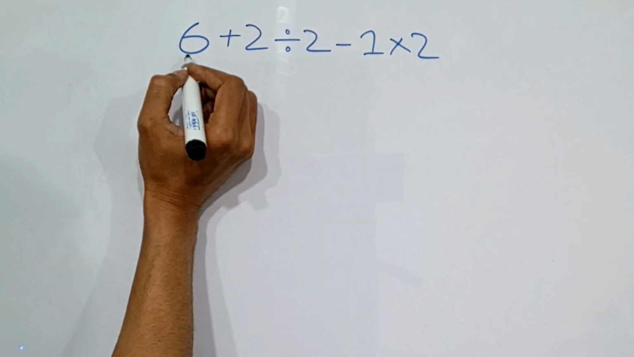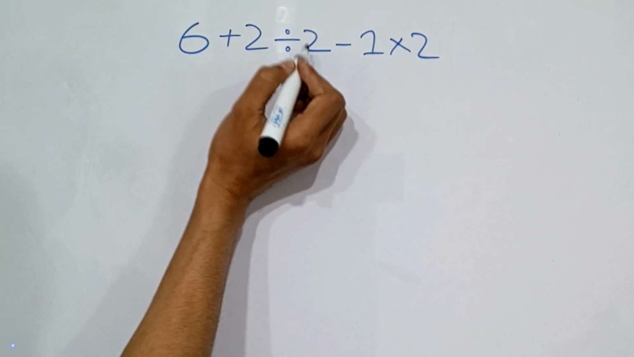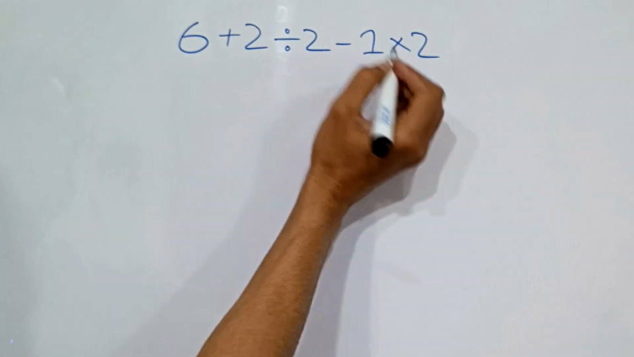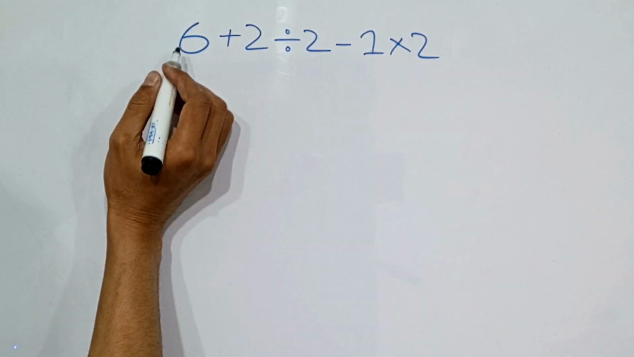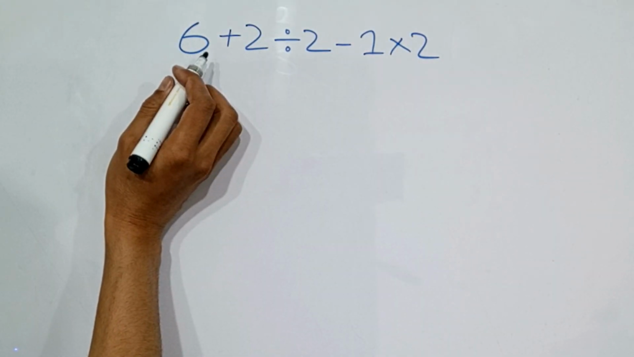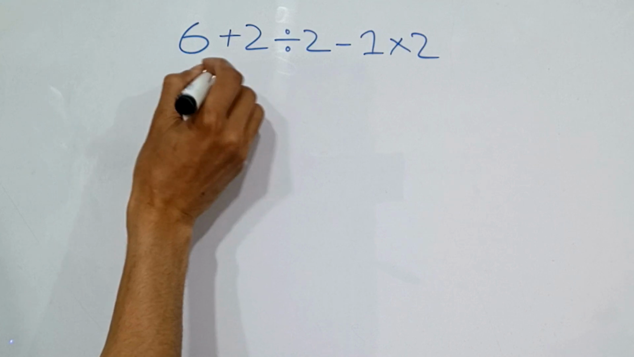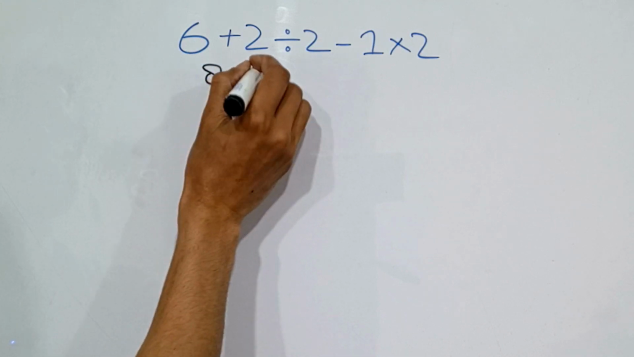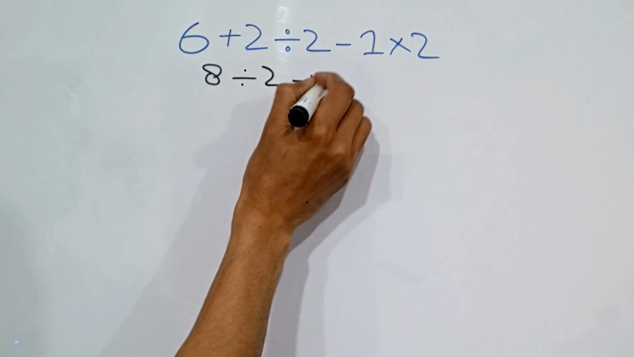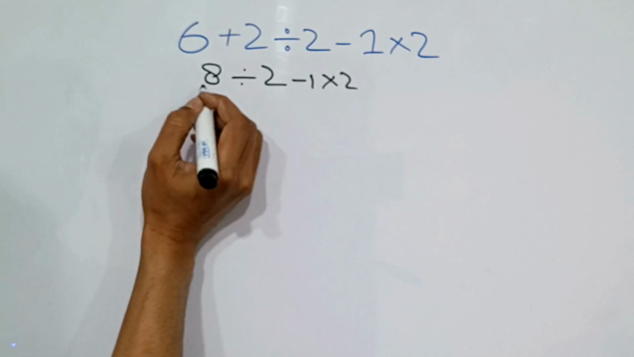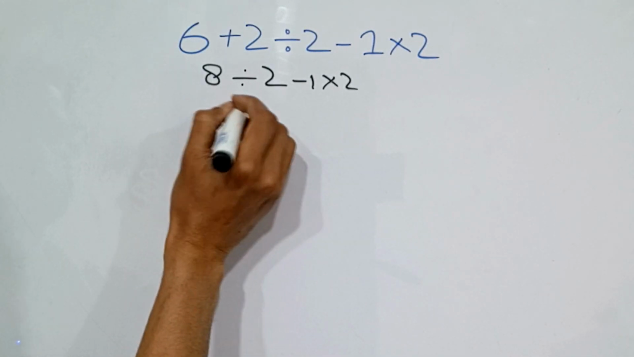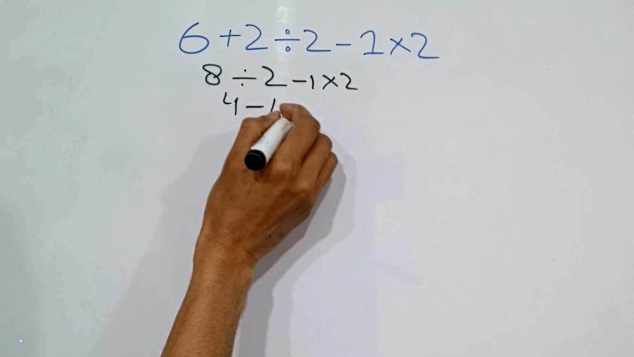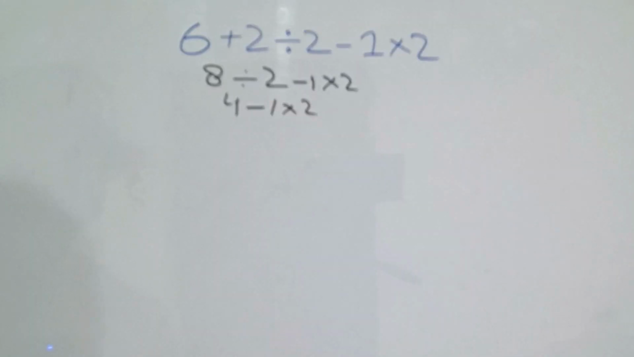Hey guys, can you solve 6 plus 2 divided by 2 minus 1 times 2? Okay, 6 plus 2 equals 8 divided by 2 minus 1 times 2. And now 8 divided by 2 equals 4 minus 1 times 2.